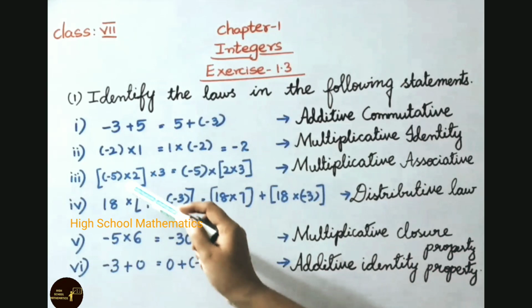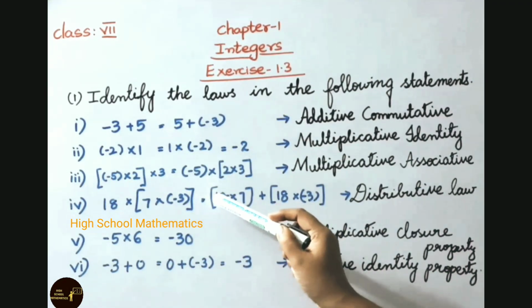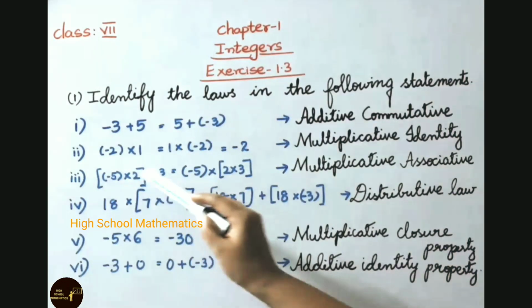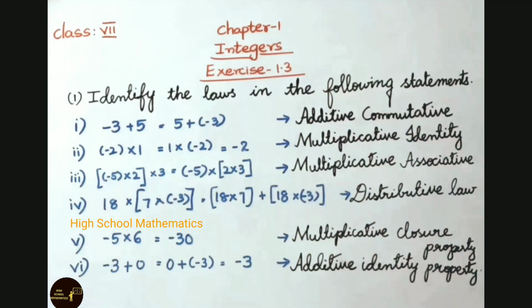See the third one, minus 5 into 2 into 3 equals minus 5 into 2 into 3. It is looking like the associative property under multiplication, that is a into b into c equals a into b into c. So we can write multiplicative associative property or associative property under multiplication.